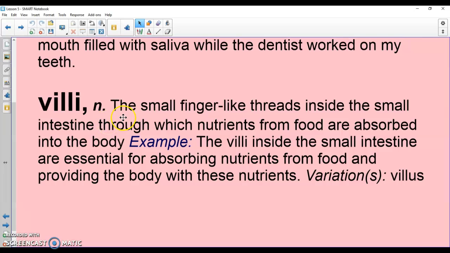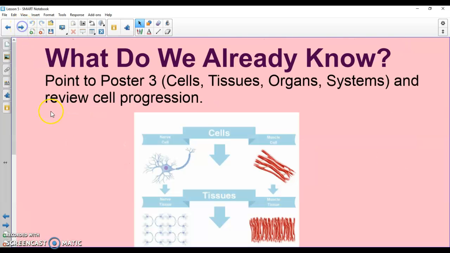Villi. Villi are the small finger-like threads inside the small intestine through which nutrients from food are absorbed into the body. The villi inside the small intestine are essential for absorbing nutrients from food and providing the body with these nutrients. And that is what gives you energy, when the food is absorbed into the body through these villi, and so that's what gives you energy to be able to move, learn, think.